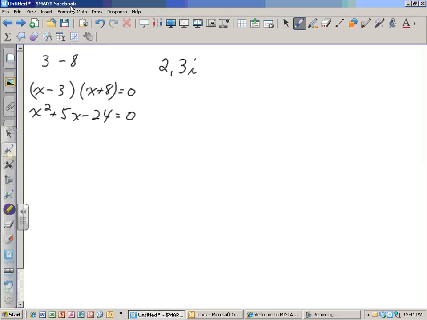Okay, yeah, this is just a continuation of 7.5, part 2. If 3 is a 0, then x minus 3 is a factor. If negative 8 is a 0, then x plus 8 is a factor. Okay? If 2 is a 0, then what's a factor? X minus 2.